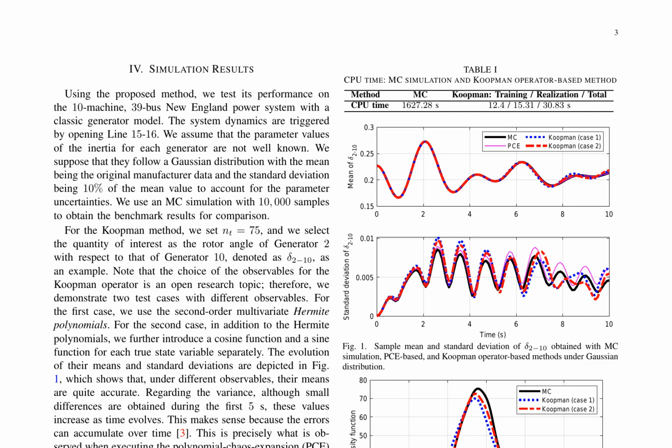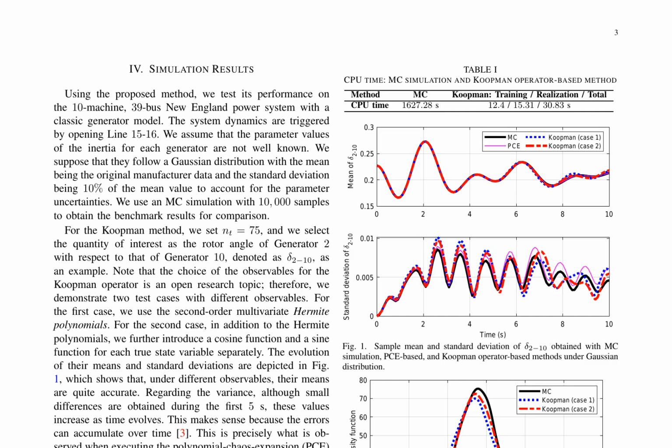One case uses second-order multivariate Hermite polynomials, while the other case introduces a cosine function and a sine function for each true state variable separately. The evolution of the means and standard deviations of the rotor angle difference between generators 2 and 10 are depicted in Figure 1. The results show that the means are quite accurate under both observable sets, although small differences in variance are observed during the first 5 seconds, which increase as time evolves due to error accumulation.